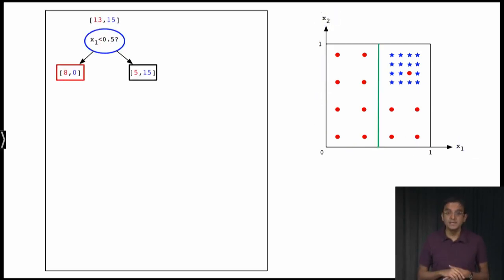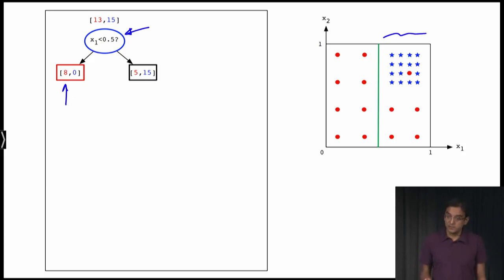In this case, it chooses this split. It splits on x1 by asking the question, is x1 less than 0.5? To the left, it gets 8 points that are all red. Perfect. Over here, we'll predict red, and the training error will be 0. On the right, which is this cell over here, it gets 5 red points and 15 blue points.